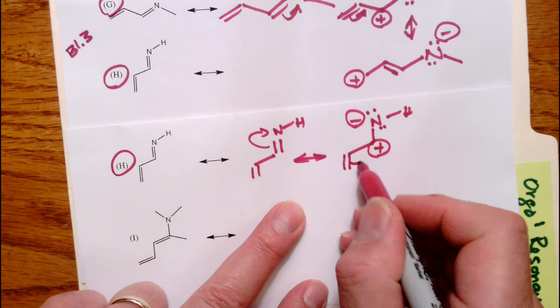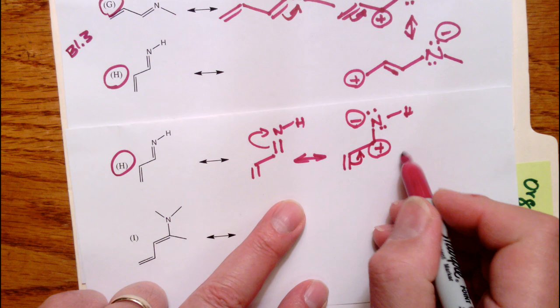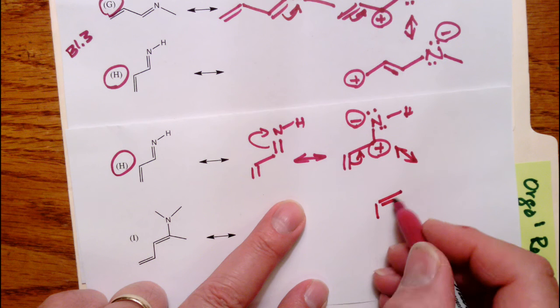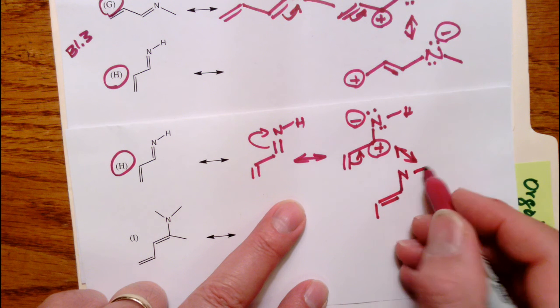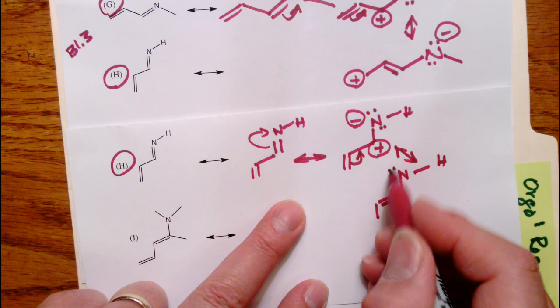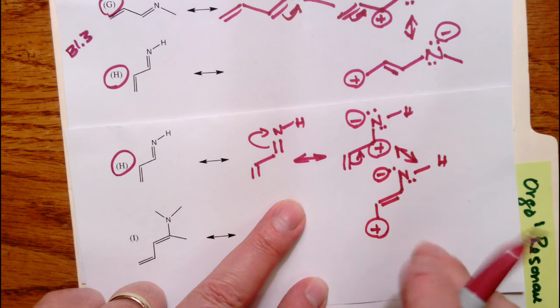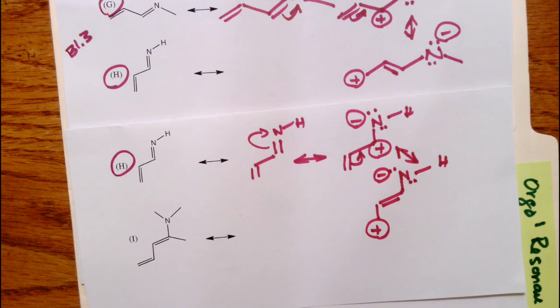So again, we can draw another movement and a new resonance structure. The double bond would be here, single bond nitrogen here, H here, nitrogen negative, and this would be positive. So these are the two resonance structures I can draw for this double bond nitrogen H.